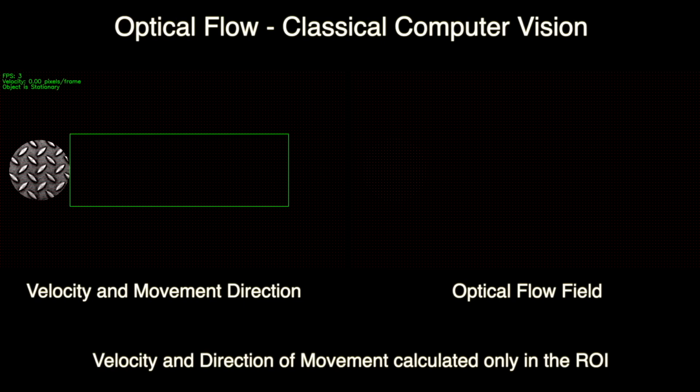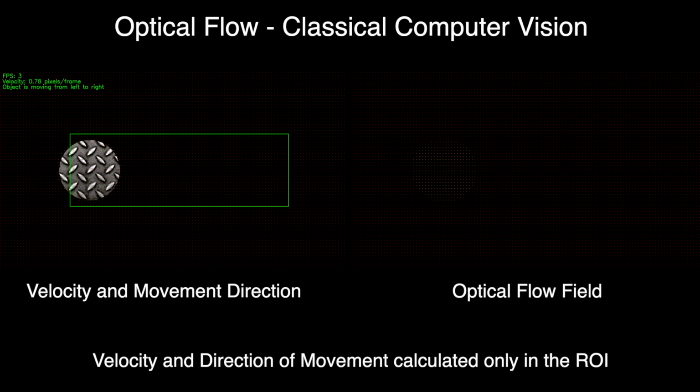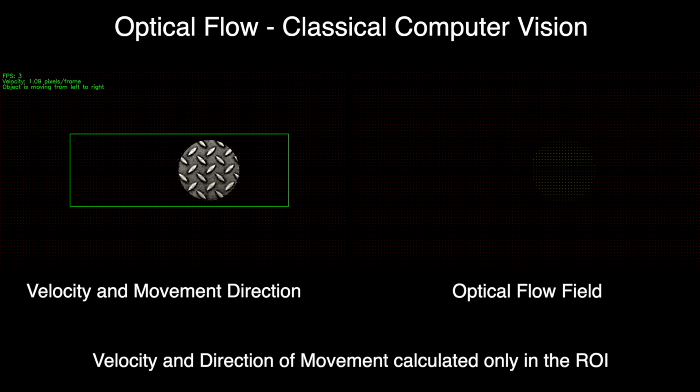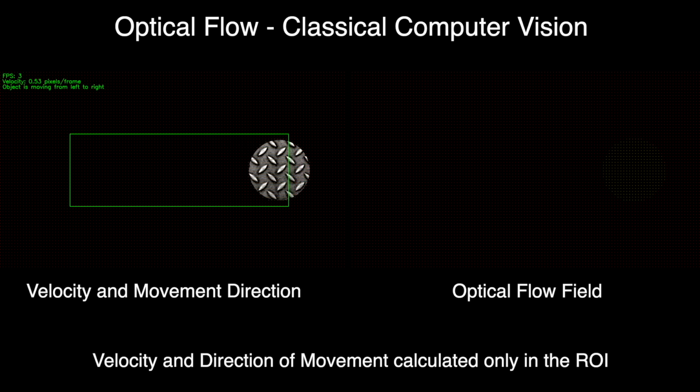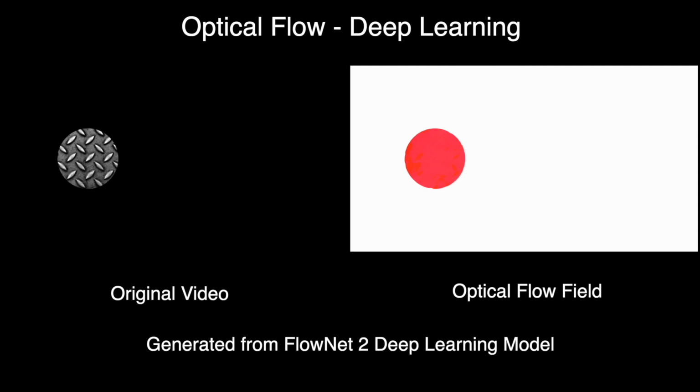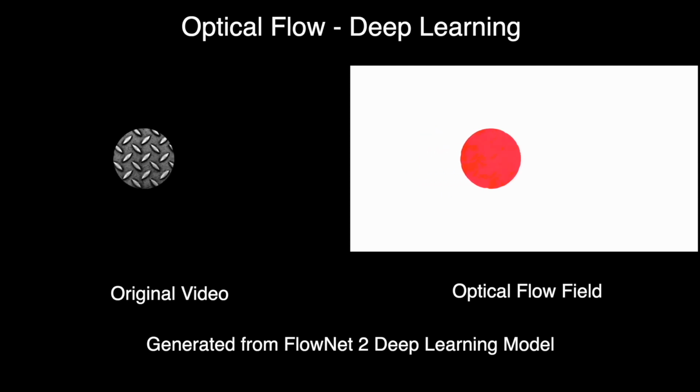On the left side, we can see the object moving through the region of interest. The velocity and the movement direction is calculated in this region of interest. On the right side, you can see how the optical flow field changes when the object moves. This is the optical flow field generated from the FlowNet2 deep learning model.